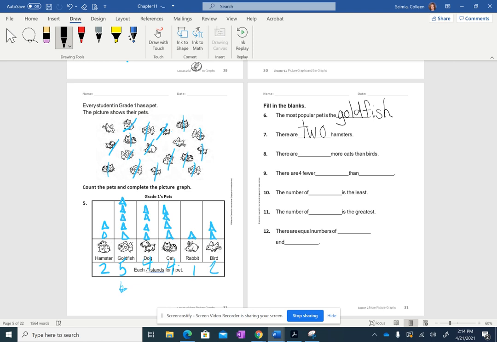There are blank more cats than birds. So here's cats and here's birds. So how many more birds would you need to have the same amount? So if we have 4 here and 2 here, we know we would need 2 more to have the same. So the answer again is 2.